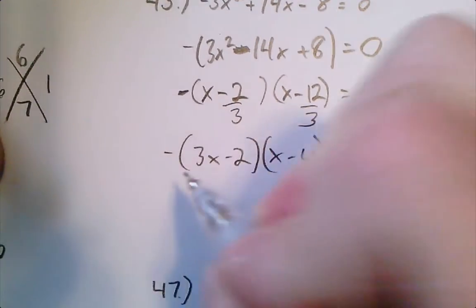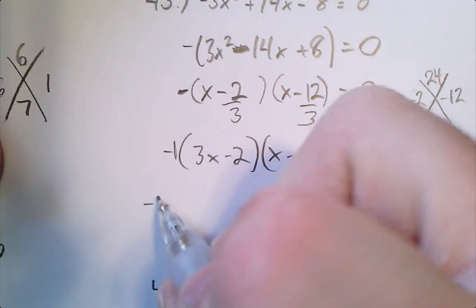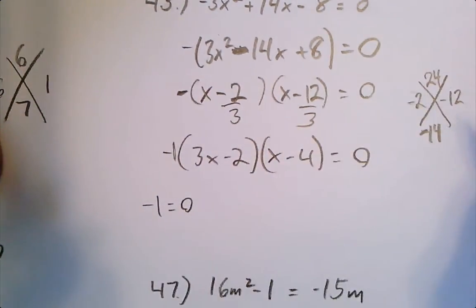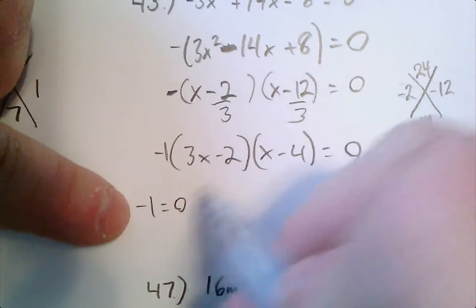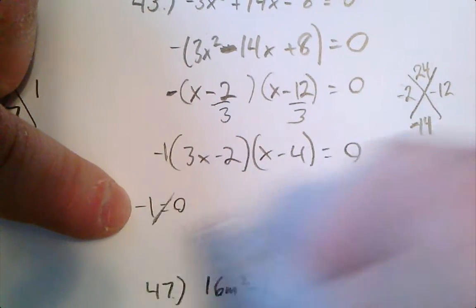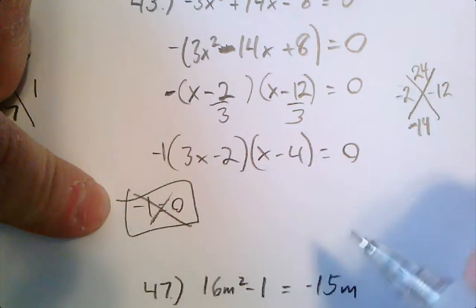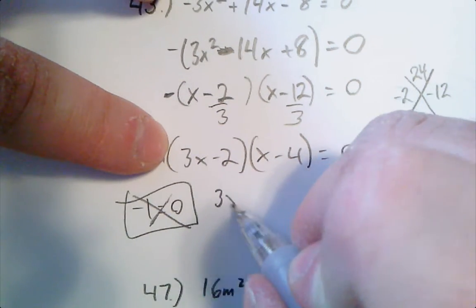Now, remember, when you set this equal to 0, that's an assumed 1. And if you make all three factors equal to 0, that -1 can't equal 0. So it's just not even part of the solution. So you just ignore it. But this can equal 0 because there's a variable.